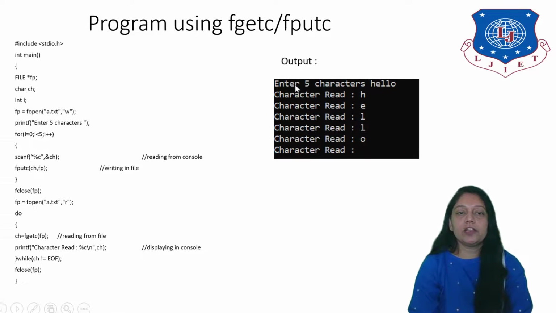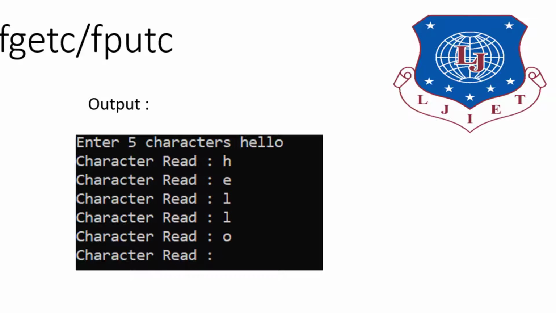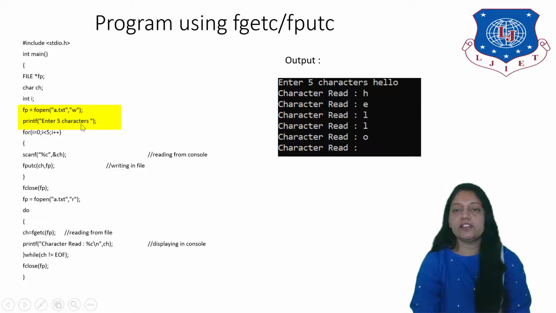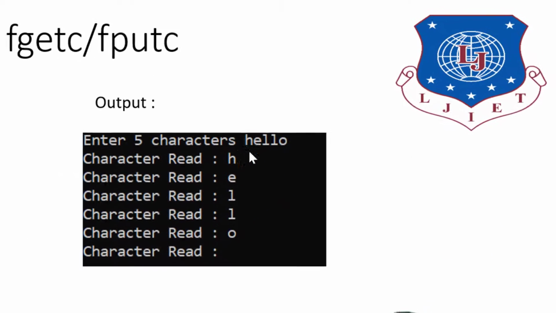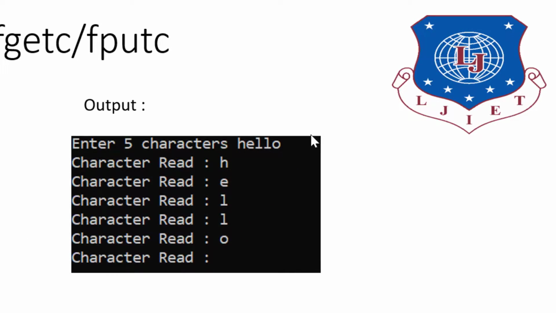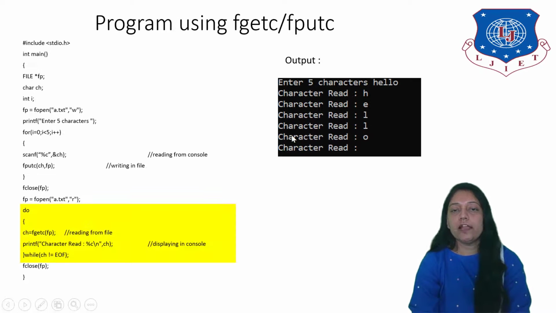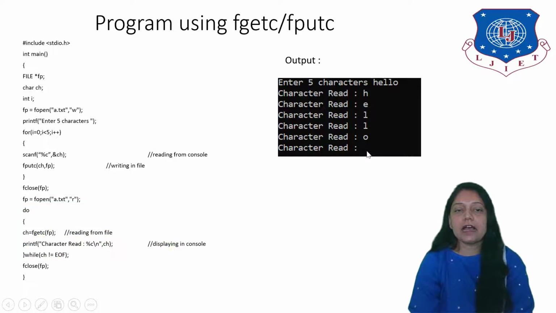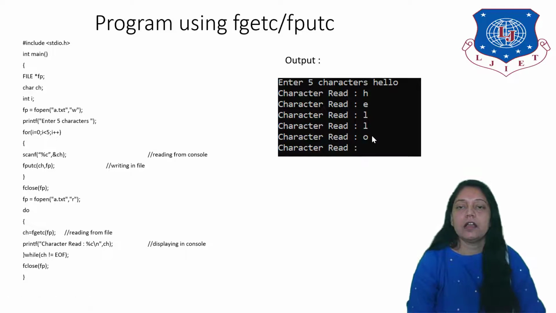When you run this program, the output would be "enter 5 characters" because of this printf statement. I've entered the 5 characters as hello because of scanf, and these 5 characters have been written in a file. Because of this do while loop, I'm getting the output as character read continuously hello. And the last one is for enter. After hello, I pressed enter. So the last character read is enter, but enter is a non-printable character, so nothing has been displayed here.